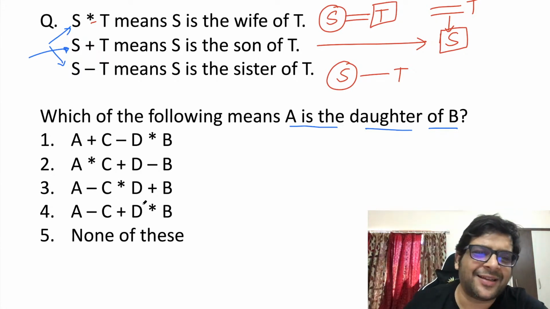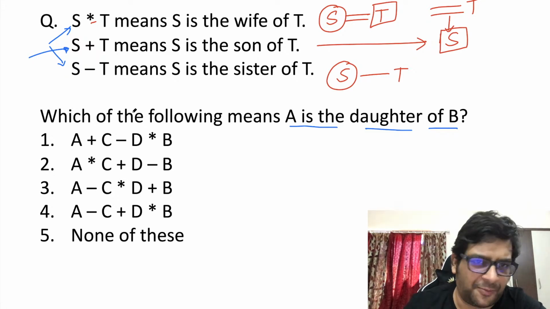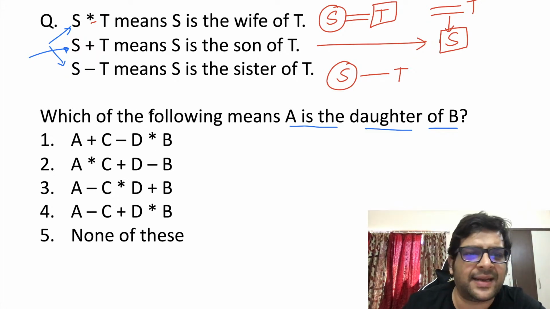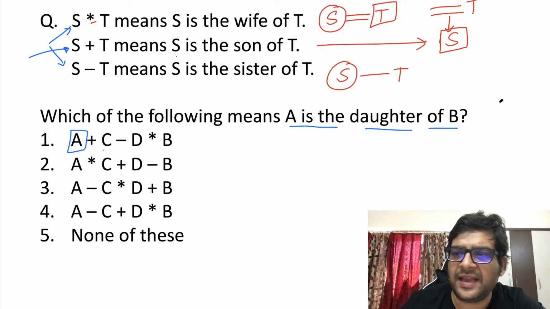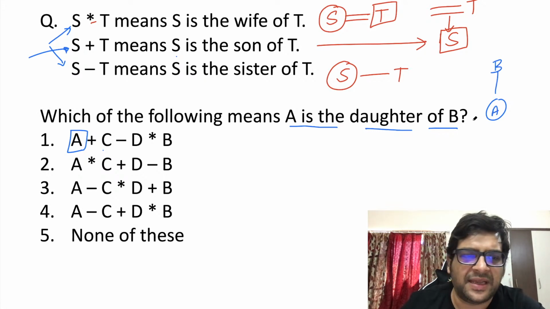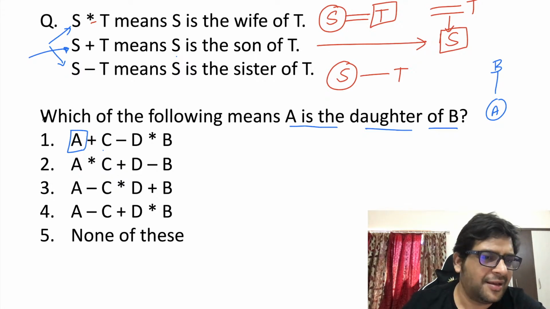See, I can just look at it and eliminate some of the options. A plus C means A is the son. That means A is a male. What do we want? We want A to be the daughter of B, and it is coming out as son. A male cannot turn into a female. So the first option is ruled out.